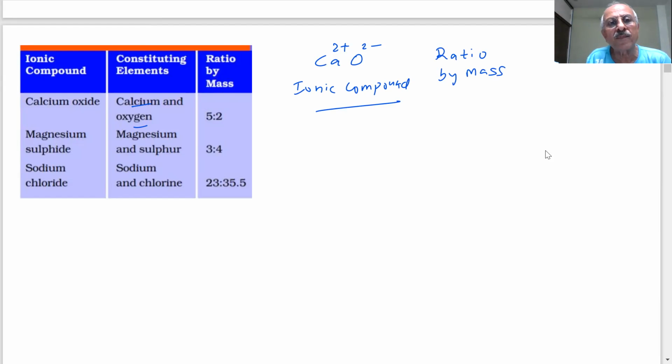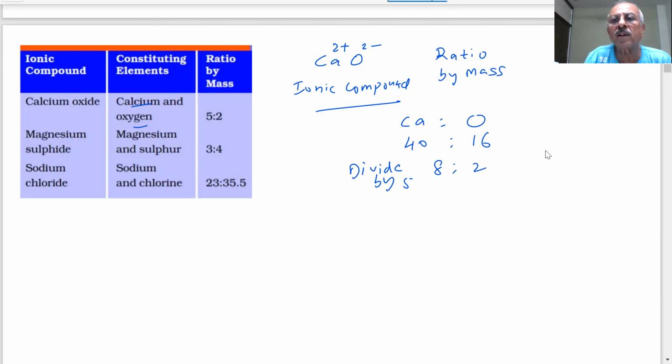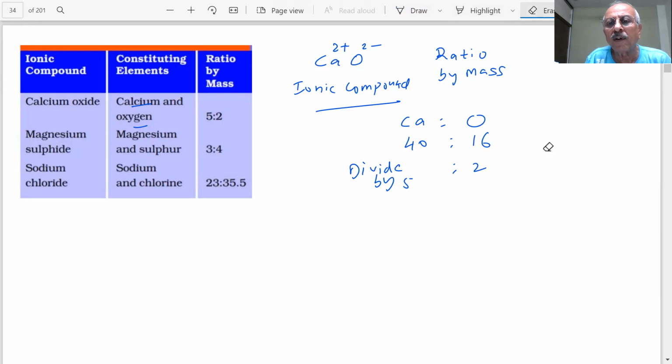So take calcium and oxygen. The atomic mass of calcium is 40, oxygen is 16. If I take the ratio of this, how much will it be? What is the simplest ratio? 40:16 is 5:2. If I divide by 8, we get 5 and 2.